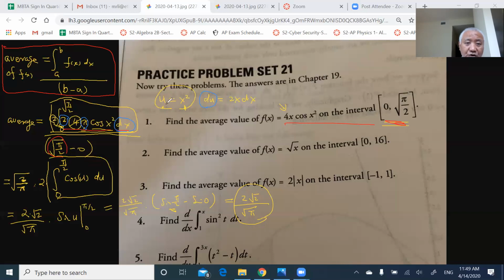Because you changed all the variables from x to u, you have to square the boundaries. So 0 squared is still 0, and square root pi over 2 squared is pi over 2 here. And be careful, du equals 2x dx, so it was 4, and I changed it to 2 times 2. This 2 I put outside, and the other 2 times x times dx is du here. Cosine x squared changes to cosine u. Then it will be easy: use the formula that the integral of cosine equals sine, put the boundary in and simplify, and you can get this.